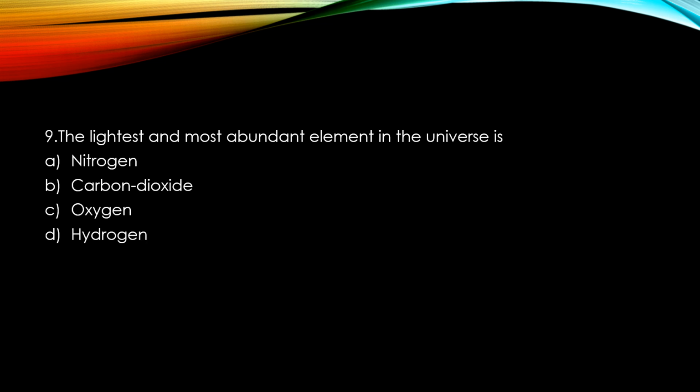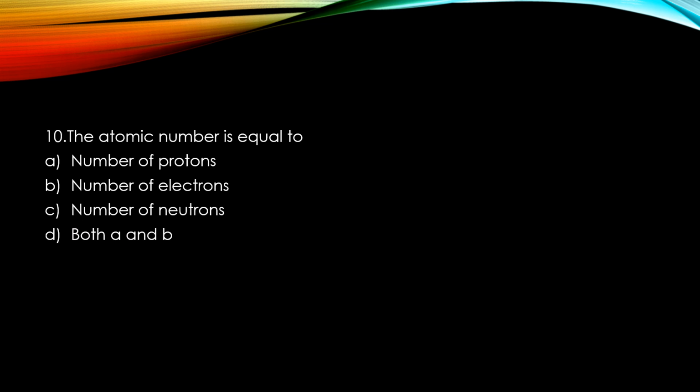The lightest and most abundant element in the universe is nitrogen, carbon dioxide, oxygen, hydrogen. And the answer is hydrogen. The atomic number is equal to number of protons, number of electrons, number of neutrons, or both A and B. So the answer is both A and B.